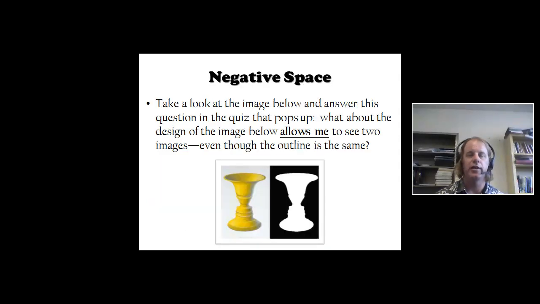Now, the other concept that is kind of useful to begin to think about, and it takes a little bit more time to wrap your head around, is negative space. So what we're going to do here is a little quiz is going to pop up in a second, and this is the question you want to answer. What about the design of the image below allows me to see two images, even though the outline is exactly the same in each of the images?